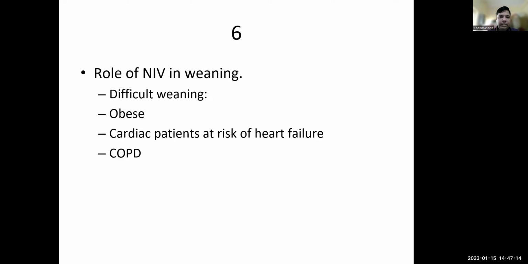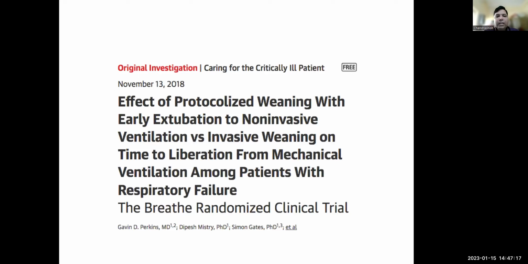Now, this is one of the studies, called the BREATHE trial, a randomized controlled trial published in JAMA: effect of protocolized weaning with early extubation to non-invasive ventilation versus invasive weaning on time to liberation from mechanical ventilation among patients with respiratory failure. This trial, unfortunately, did not show any benefit of protocolized weaning with early extubation to NIV versus the traditional invasive weaning.